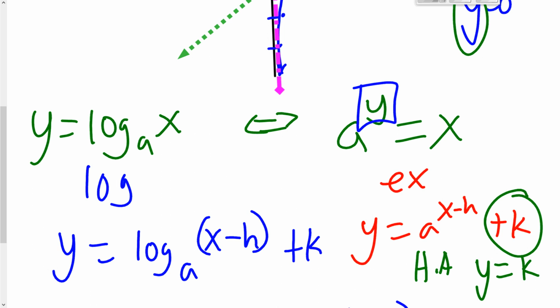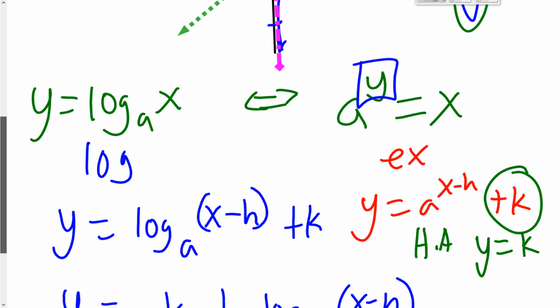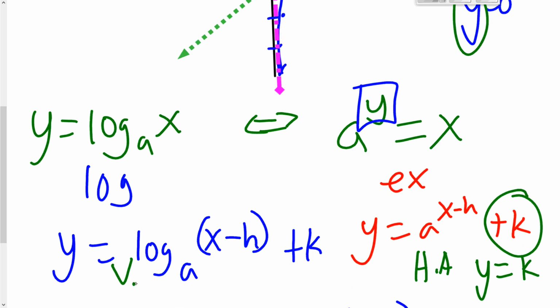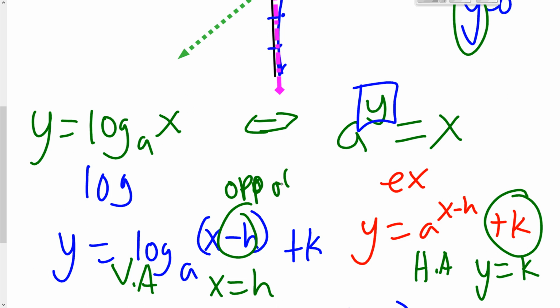Well, it just switches, right? My x and y switch places. So now it's a vertical asymptote for my log, which is x equals h, or the opposite of this. That's what it means by negative h here, the opposite of h, or the opposite of what's inside there. So we have a vertical line.